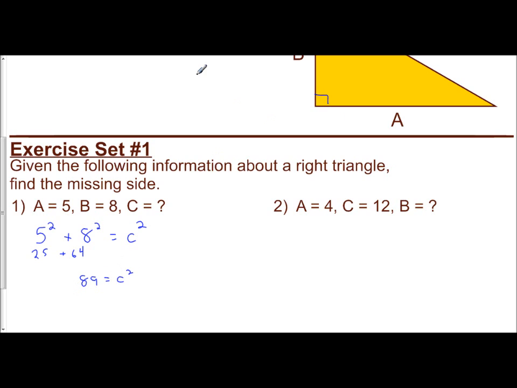And to solve for C, you would take the square root of both sides. And since we cannot simplify the square root of 89 anymore, we're just going to leave it as is, the square root of 89.